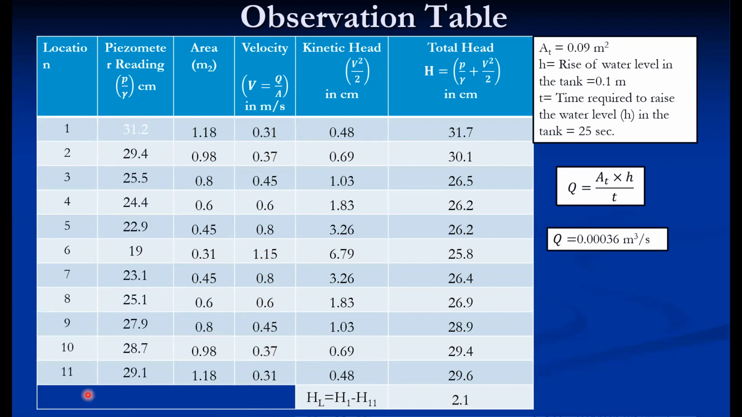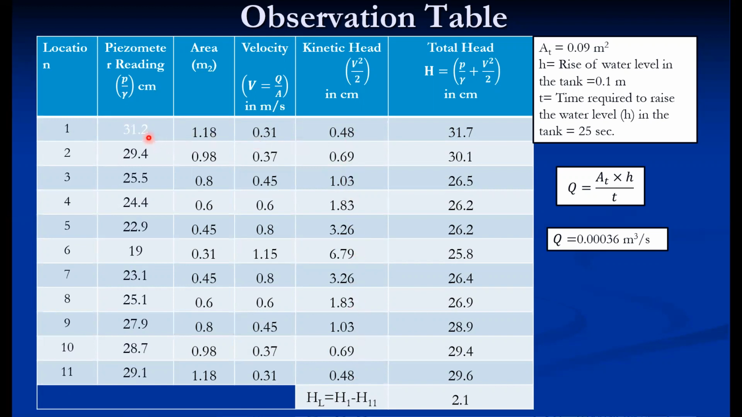And again at 11, it is again the lowest. So these are the velocity heads at various velocities at various sections. And consequently, we can calculate the velocity head, that is v square by 2g. Sorry, this is a printing mistake. That is v square by twice g. So we can calculate the kinetic head at respective sections.